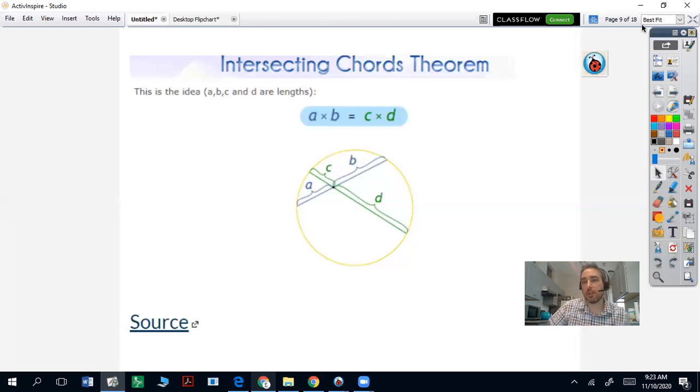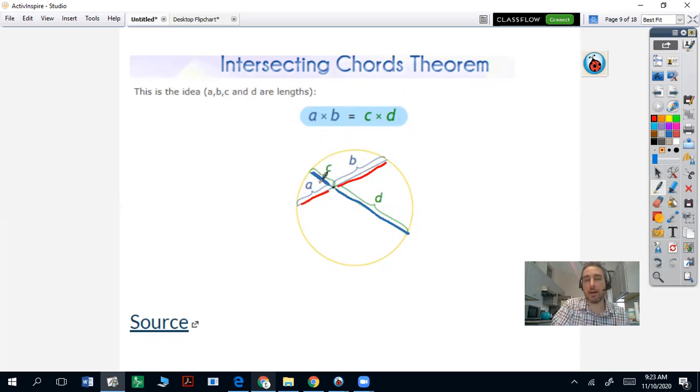All right, the next part of the lesson is talking about what happens with segment lengths when you have intersecting chords. You can click on here for more information, but it comes from similar triangles. In any circle, when you have two chords that intersect, the segment lengths in one of the chords, in this case C and D, are going to multiply to give you the same number as these two segment lengths.